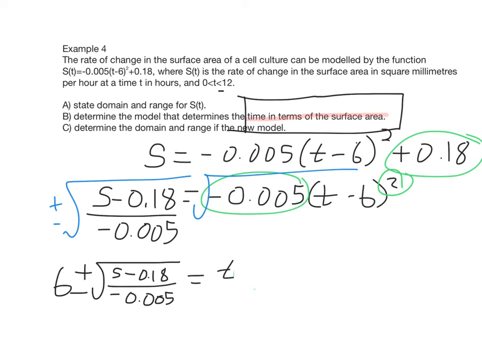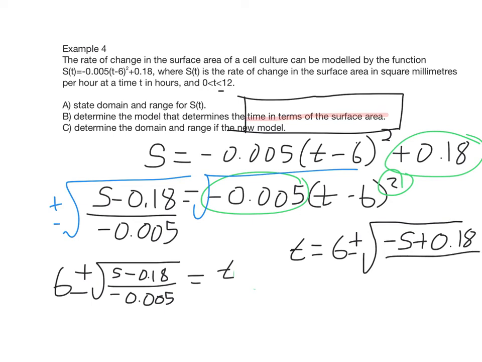Now that's a little bit messy, especially leaving that negative in the denominator, so let's rewrite it. T is going to be equal to 6 plus or minus the square root of negative s plus 0.18 divided by 0.005. Okay? And so what this does is it presents our function that originally told us the surface area at a given time, and now we're determining the time for an input surface area value.